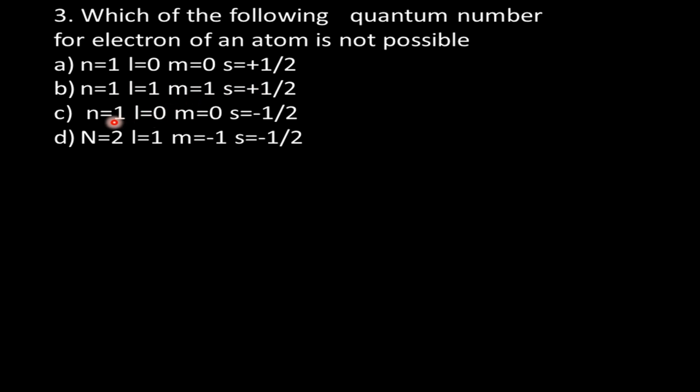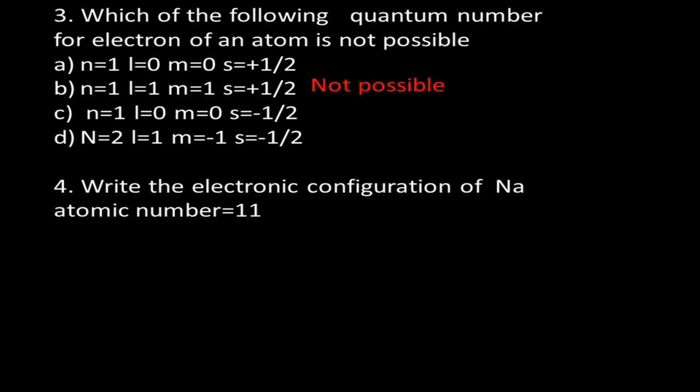Let's see option C. n equals 1, the first energy level. l equals 1, the s sublevel. m equals 1 orbital. Yeah, correct. s equals minus half, that is 1 electron. n equals 2, second energy level. l equals 1, the p sublevel, which can be found in the second energy level, which is called the 2p. m equals minus half, which is correct. s equals minus 1 over 2, which is not. So the option that is not possible here is option B.